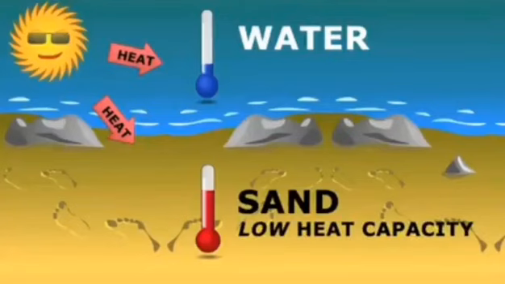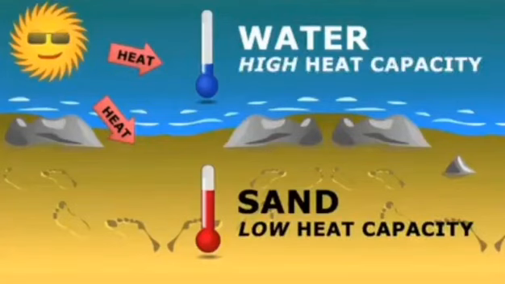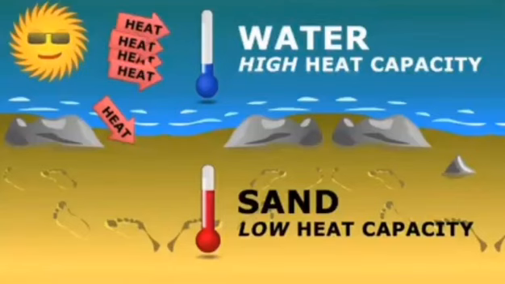Sand has a very low heat capacity. Water has a very high heat capacity. That means you have to heat up water an awful lot before the temperature goes up. Sand only has to be heated a small amount before the temperature goes up. So a small amount of heat from the sun can make the sand very hot. The difference between these two substances is huge. You could add tons and tons of heat to water, and it will resist temperature change.